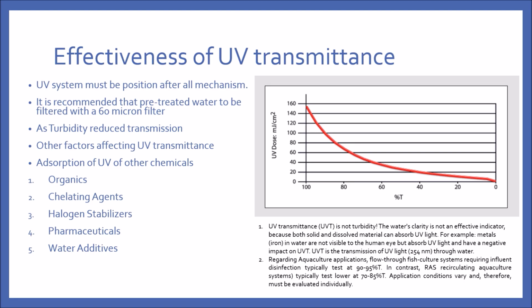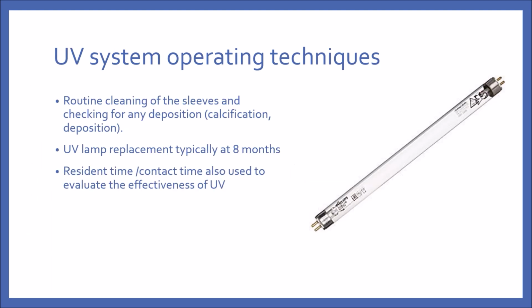To have an effective UV transmittance, not only does your UV light need to be sized correctly with a low residence time, but your previous processes such as solid removal and biofiltration need to be done well. Note that the UV effectiveness is very dependent on the previous unit processes. How do you operate a UV light? Firstly, you need to routinely check the sleeves for any deposition, mainly calcification or any form of deposition that might render your UV transmittance lower. We also proactively change out the UV lamp every 8 months, about 1 to 2 months before it is end of life.